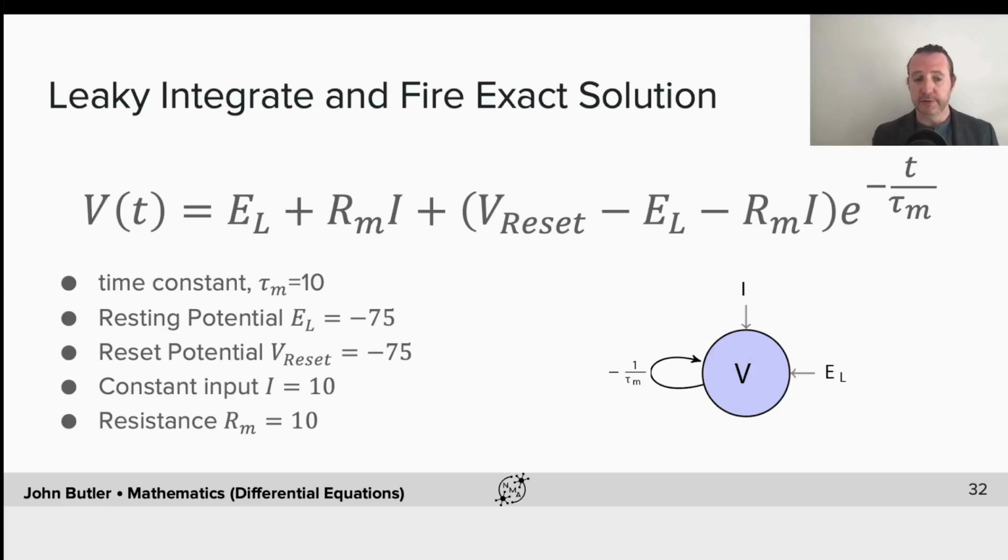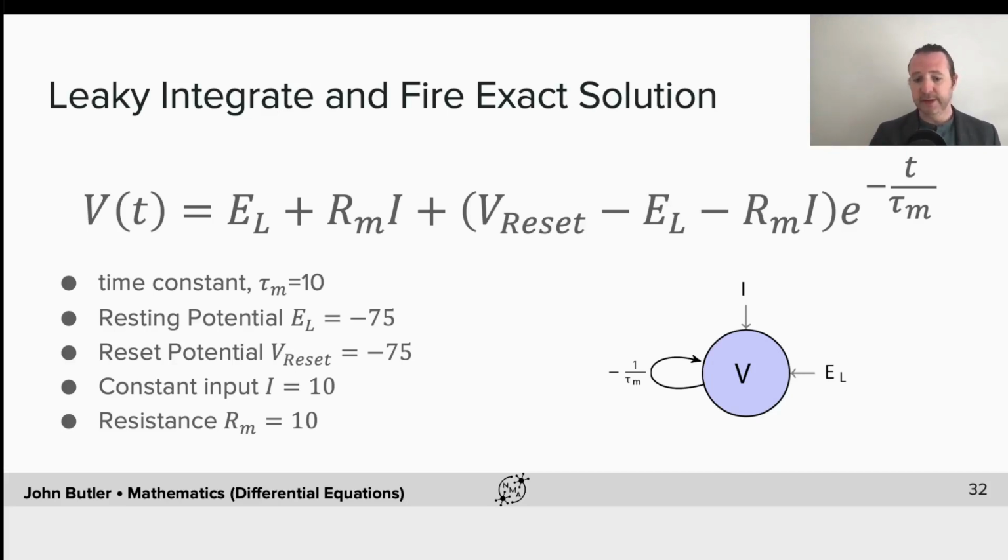So now we have the solution: the membrane potential is equal to the resting potential plus the input, and then some reset minus the membrane potential minus the input, and then some exponential. The exponential is the only actual dynamic part of it. So I'm just going to set the time constant to be 10, resting potential to be minus 75, minus 75 for the reset potential, constant input is 10, and resistance is 10.